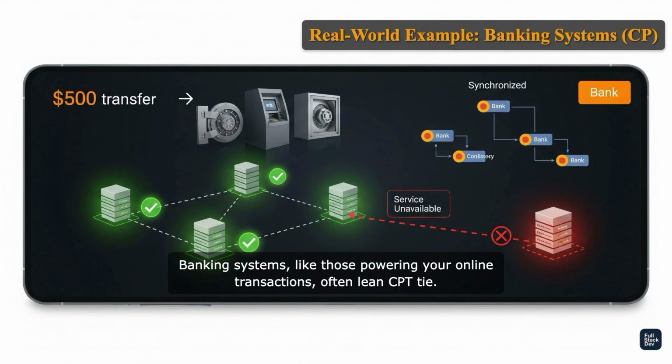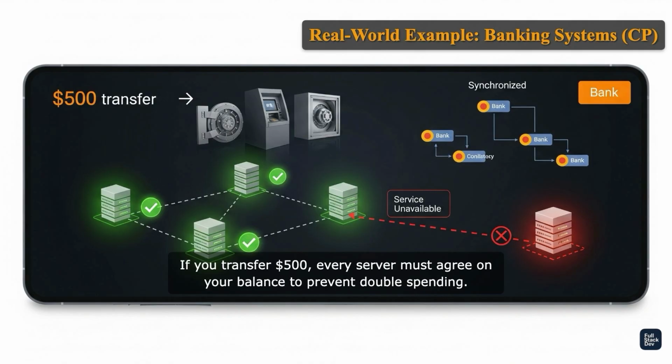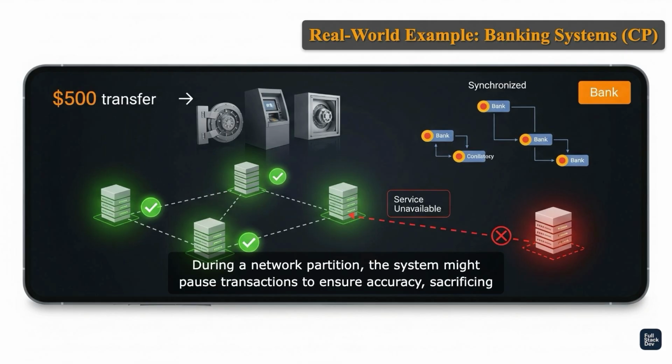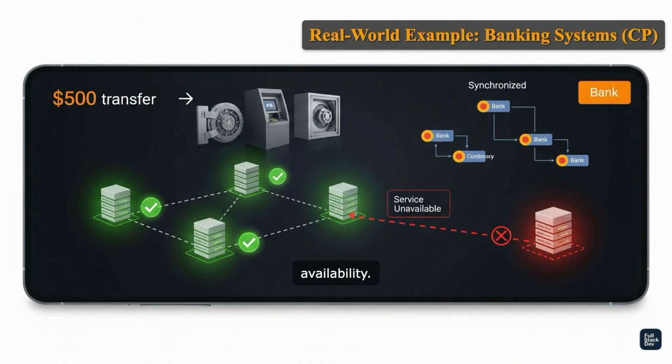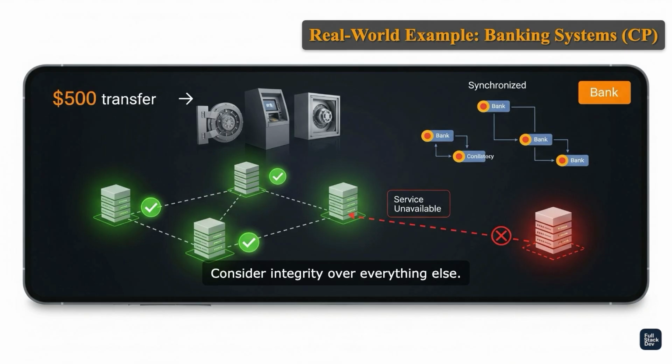Banking systems, like those powering your online transactions, often lean CP. Consistency is critical. If you transfer $500, every server must agree on your balance to prevent double spending. During a network partition, the system might pause transactions to ensure accuracy, sacrificing availability. That's why your bank app might show service unavailable during rare outages. Data integrity over everything else.